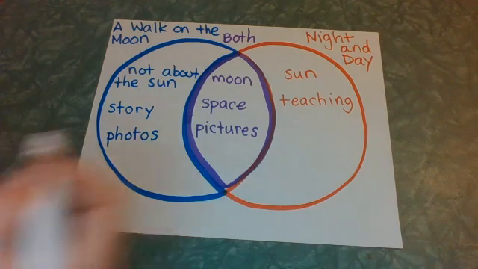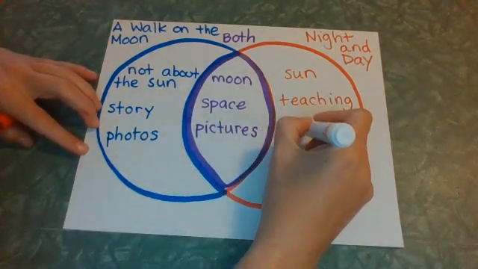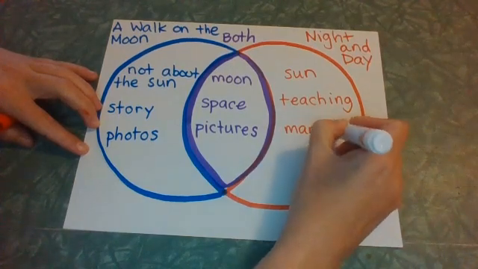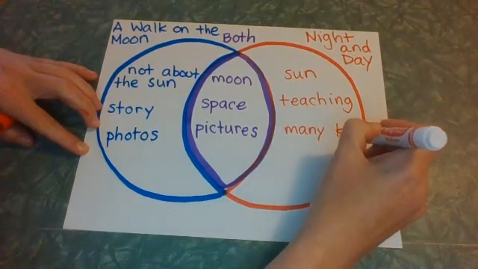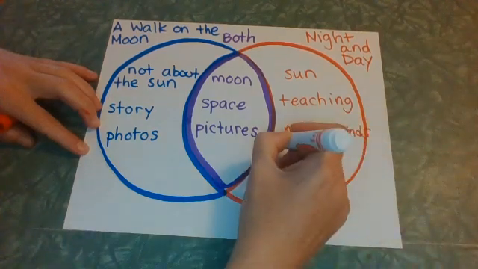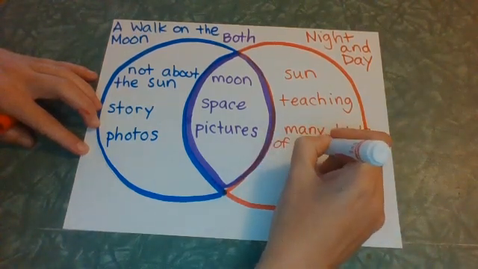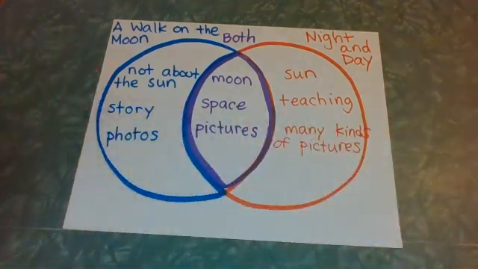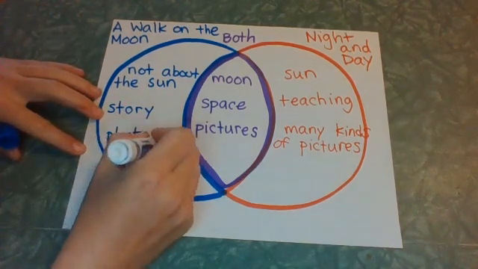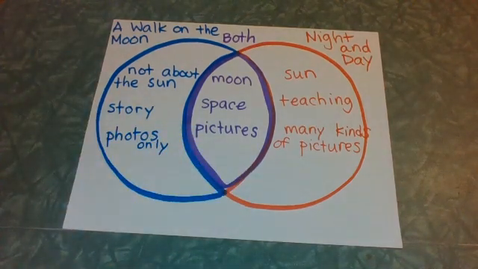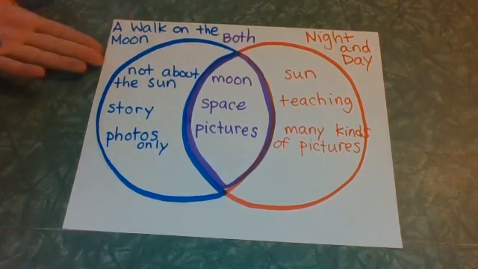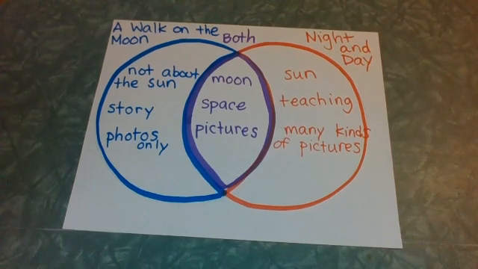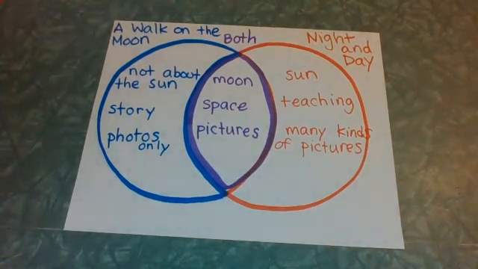But on Night and Day, we had many kinds. Oh, I might have to go outside of my line. It's okay. Many kinds of pictures. You know what? I'm going to even add only over here. Photos only. Only had photos. Right. Now I have a really easy and clear way to retell some key details that I learned from A Walk on the Moon and the Night and Day story.